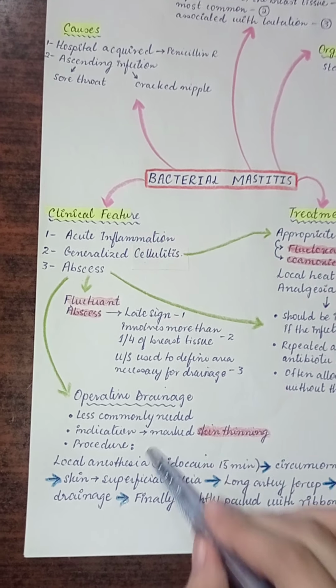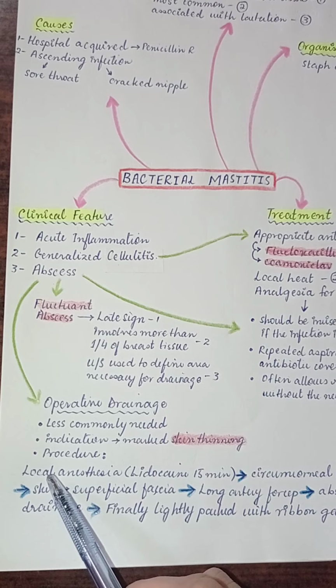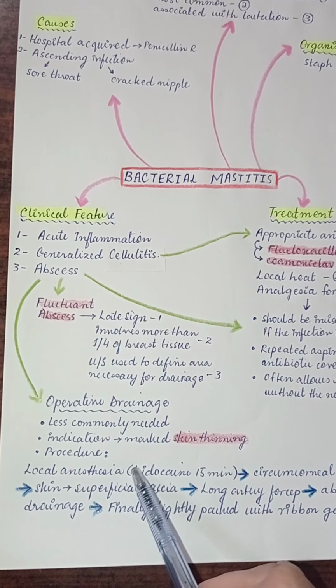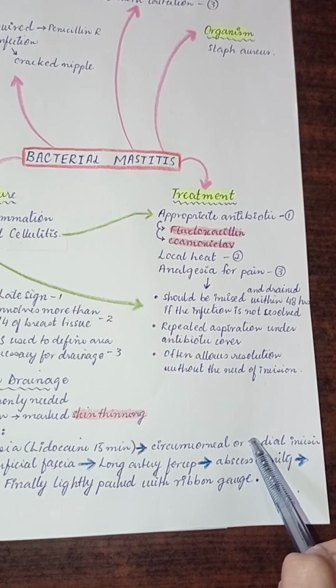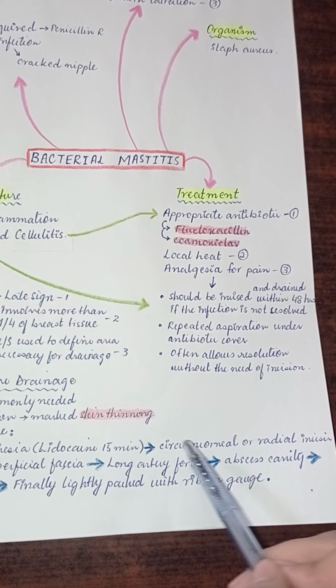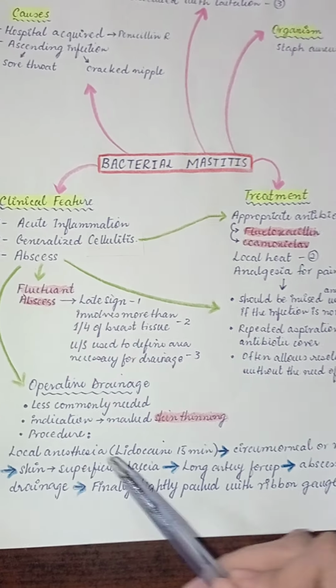Procedure. There are 6 points for the procedure of operative management. First, we do local anesthesia, namely lidocaine, for 15 minutes. There are 2 types of incisions. After giving anesthesia, we will go either for circumareolar incision or radial incision.